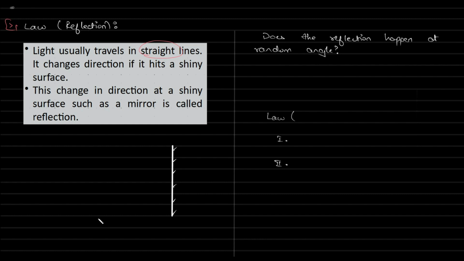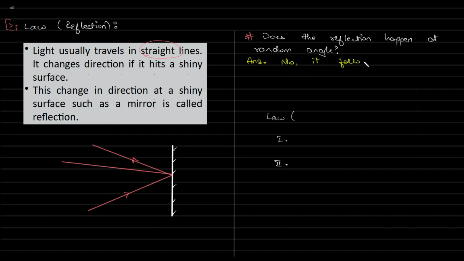Right? That's your reflection. So basically, if I have a light hitting any shiny surface, it will bounce off. So does it bounce in a random manner? That is, does it just go there or here, or where does it go? So does the reflection happen at a random angle? Well, actually not. The reflection happens as per the nature. That is, if you need to answer this, the answer is no.